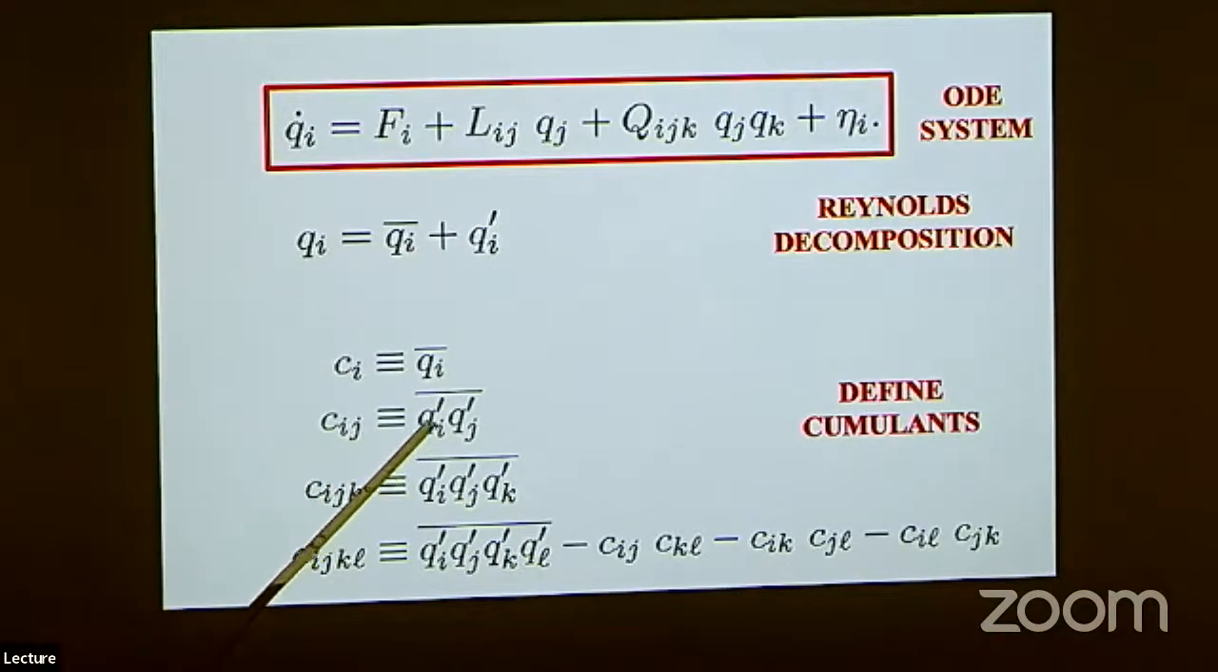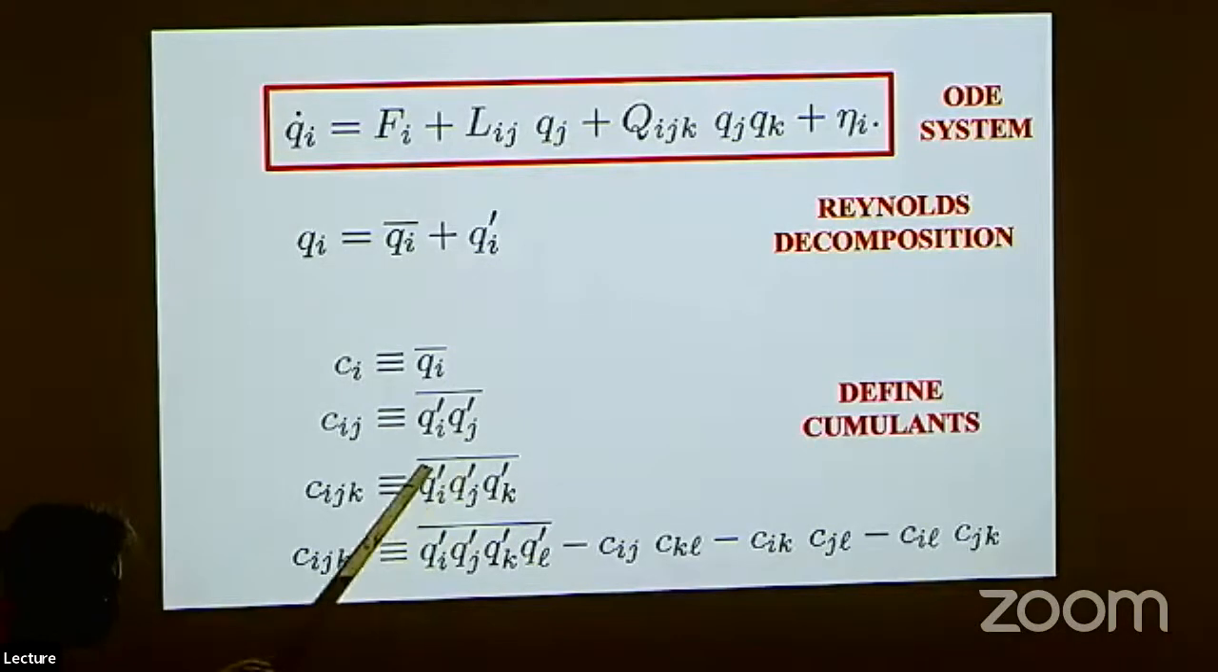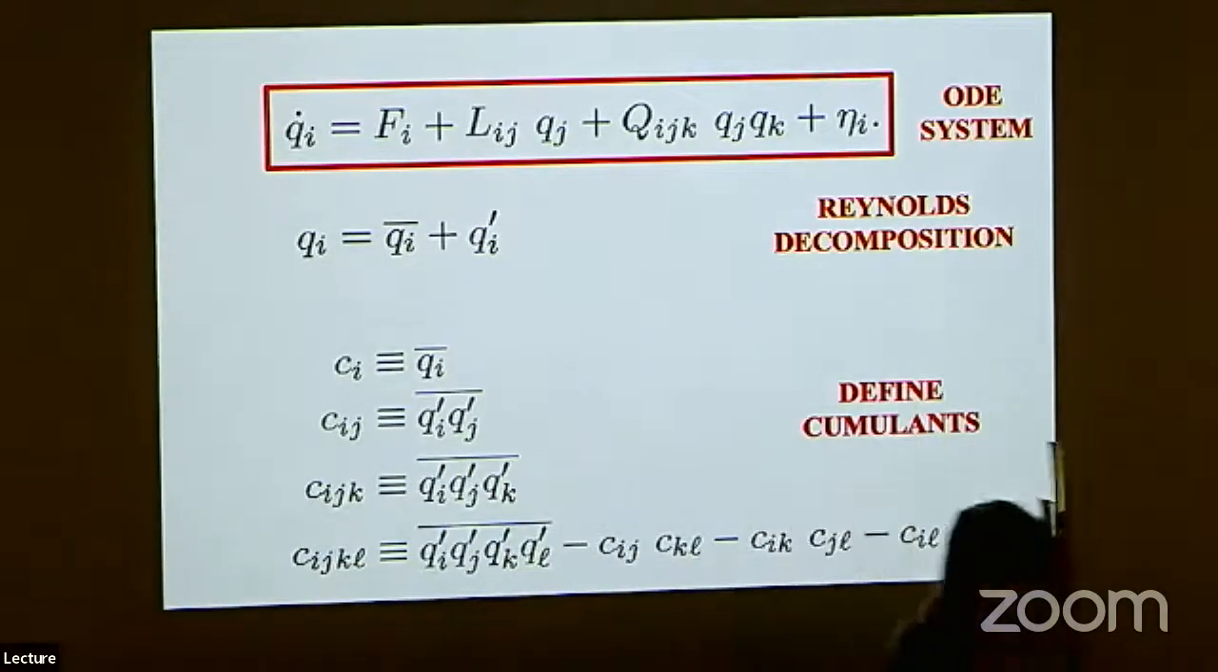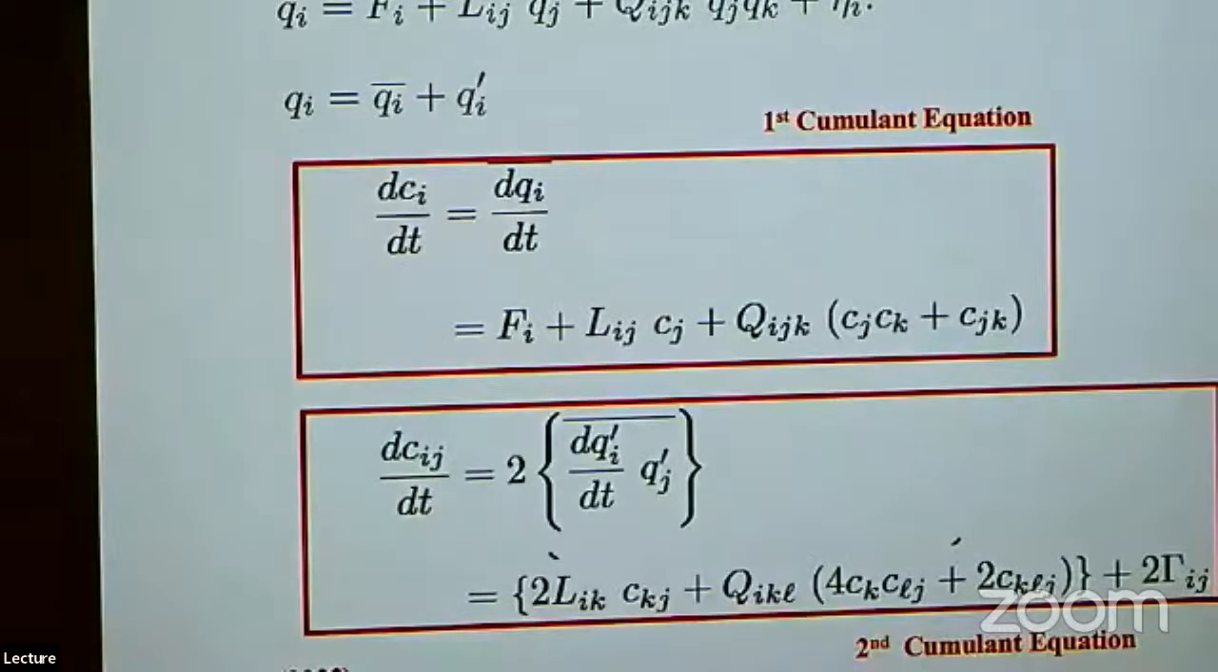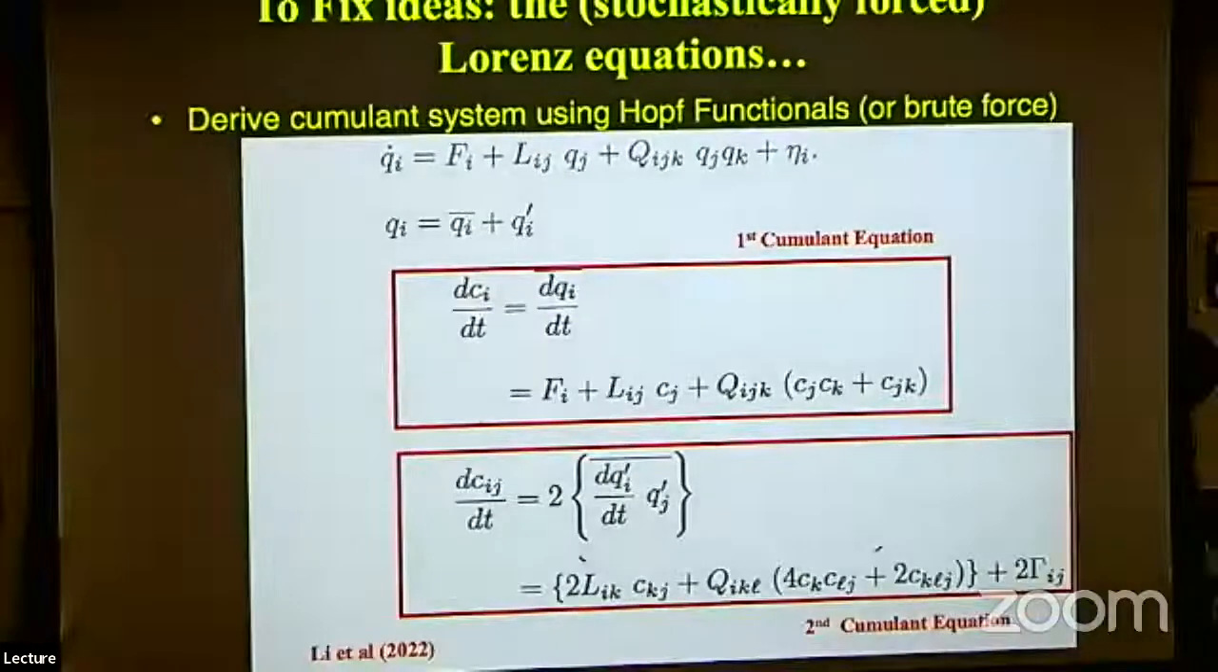Define Cij to be the covariance matrix. So this could be x prime, y prime bar, or x prime bar if i is equal to j. We'll define, remember you might need the third cumulant, so I'll define Cijk to be qi prime, qj prime, qk prime bar. I won't go into the fourth cumulant because we're never going to get that far. Okay, and then we write down the equations for the cumulants.